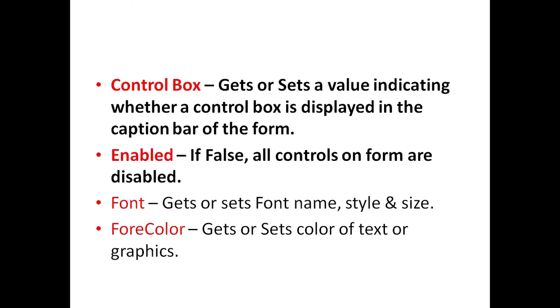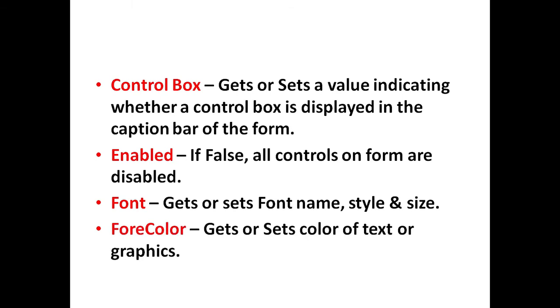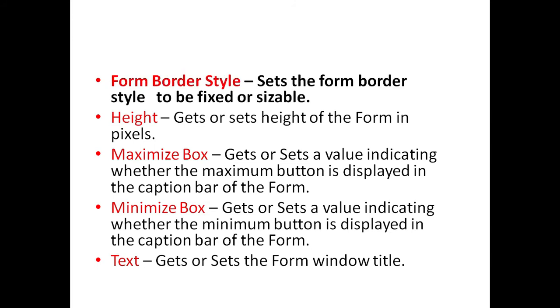Then enabled. If false, all controls on the form are disabled. Font. Used to get or set the font name, style and size for the form. Forecolor is used to get or set the color of text or graphics on the form. Then form border style. Sets the form border style to be fixed or sizable. Height is used to get or set the height of the form in pixels.